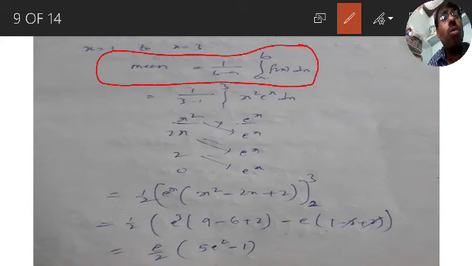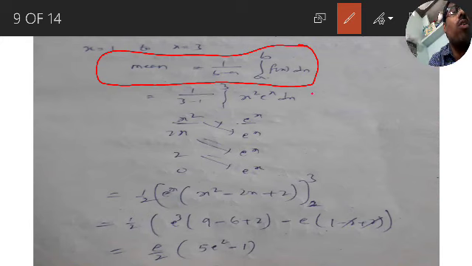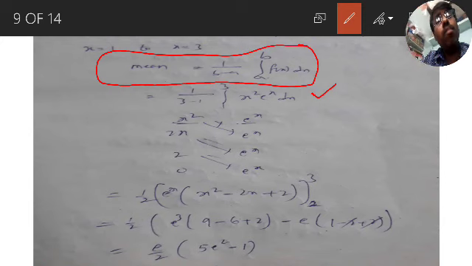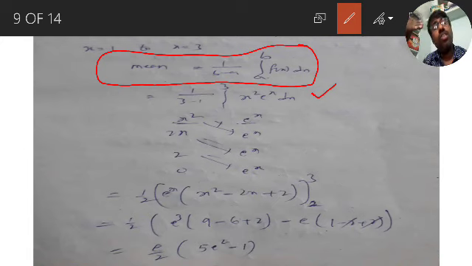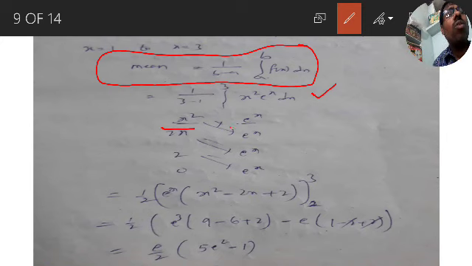Here a is equal to 1, b is equal to 3, and function is x square into e power of x. So what is that? 1 by 3 minus 1 integration 1 to 3 x square into e power of x dx. So here x square is an algebraic function and e power of x is an exponential function. In the order of ILATE, algebraic comes first, then the exponential. So u is equal to x square and v is equal to e power of x.